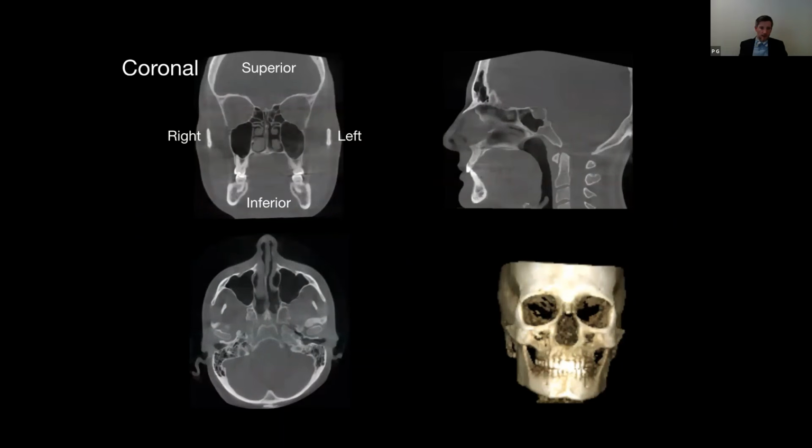So the left side of the screen is actually the right side of the patient, and the right side of the screen is actually the left. So it's like they're looking at you, just like a pan. Below that, we've got the axial view. So this is like you're looking up at someone from below. And again, the left side of the screen is the right side of the patient, and the right side of the screen is the left.